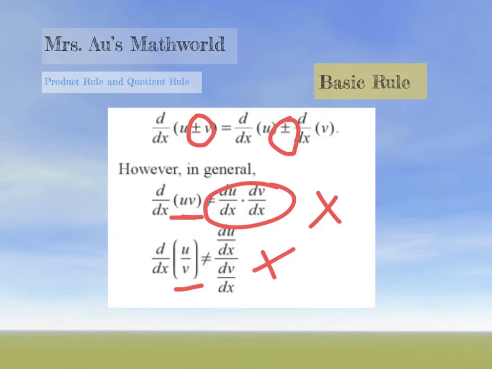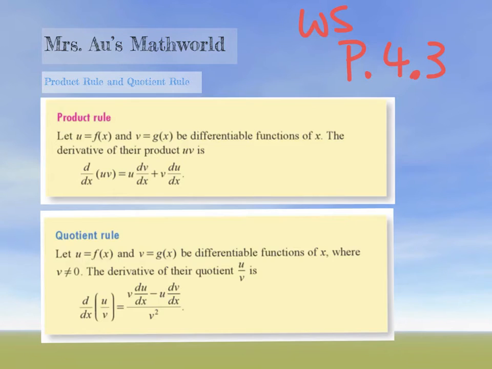So let's check the product rule and quotient rule. So these are the product rule and the quotient rule. Please write down in the corresponding spaces in worksheet page 4.3.